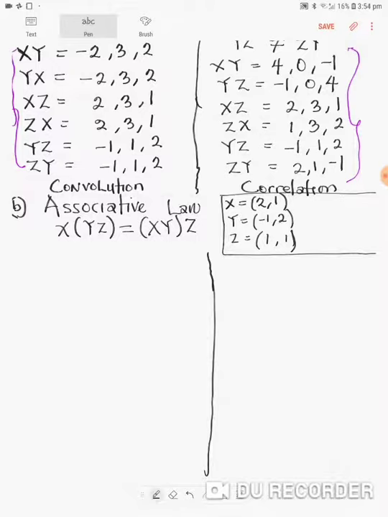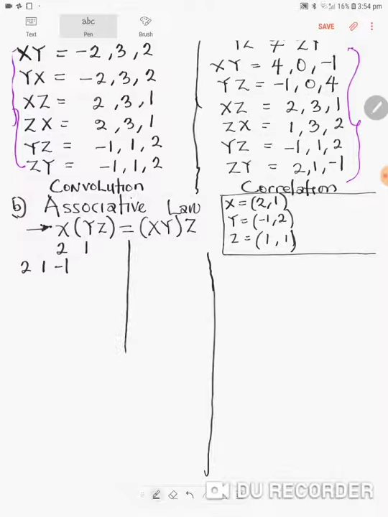So this is what the associative law states: x convolved with (y convolved with z) is equal to (x convolved with y) convolved with z. x is 2 1, so we're going to write 2 and 1, and our yz is minus 1 1 and 2. But don't forget, for convolution you have to time reverse one of the signals. So we're going to time reverse yz, and we'll have 2 1 minus 1.